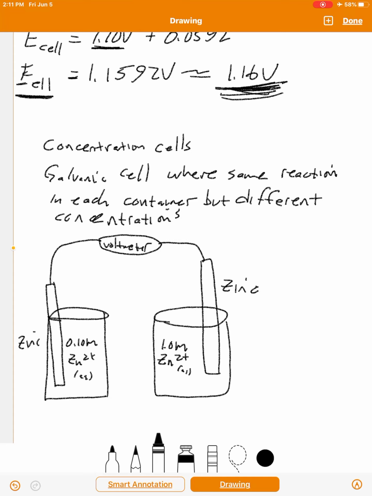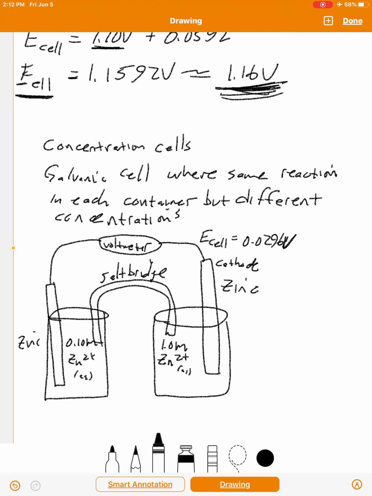Okay? Now, here's what happens. Of course, you have to have a salt bridge, right? This is not going to function properly without a salt bridge. We learned about that early in this chapter. But here's what happens. It turns out if you set this up, your voltmeter will give you a cell potential of 0.0296 volts. Sorry, I almost said molar there. And the reason is, this ends up being the cathode. So it's positive, and this one ends up being the anode, and that's negative.